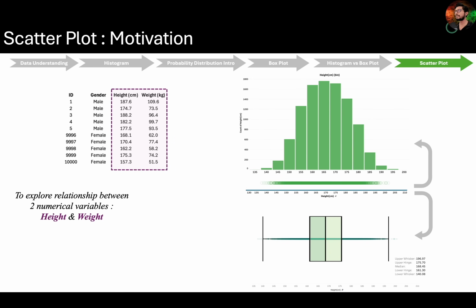Now what if we want to visualize two numerical variables at the same time, say height and weight? The goal here would be to uncover any hidden relationship or pattern between a person's height and their weight. To begin building this visualization, we need to keep in mind, since we are working with two numerical fields here, we'll require two axes, one for each variable, in order to create the plot effectively.